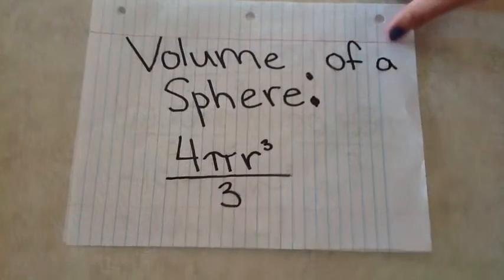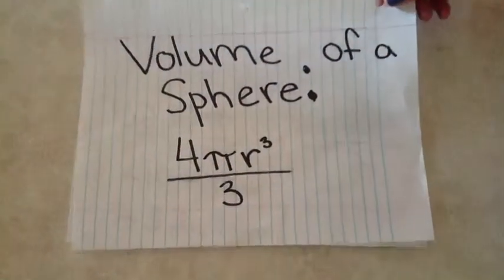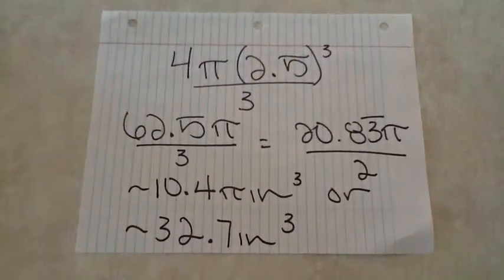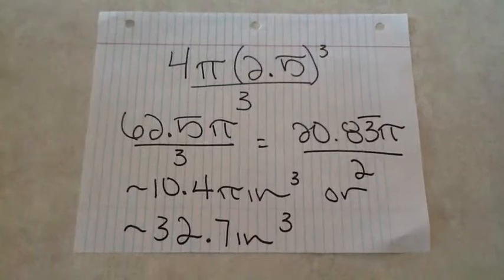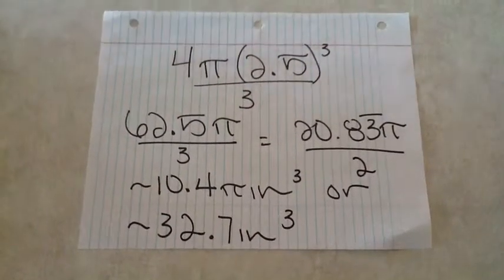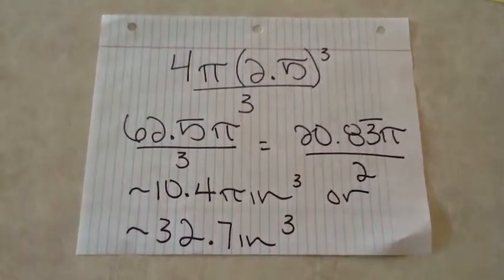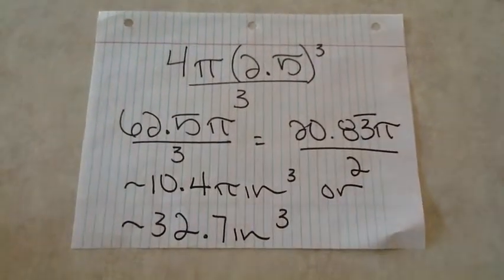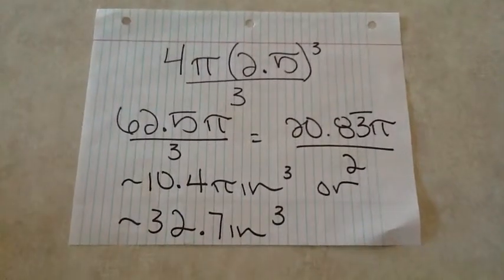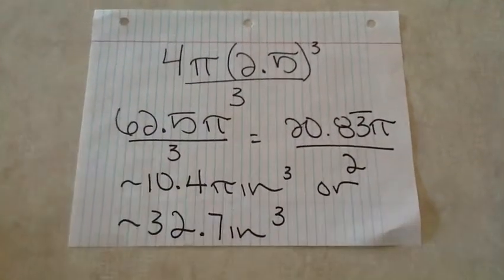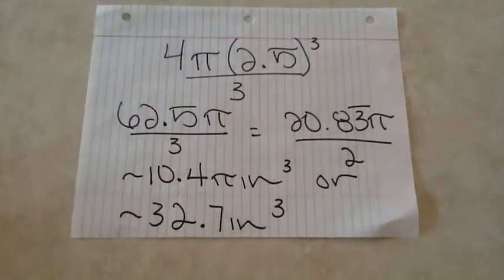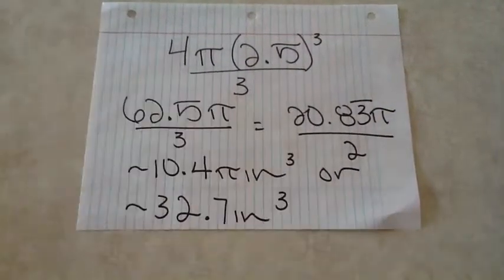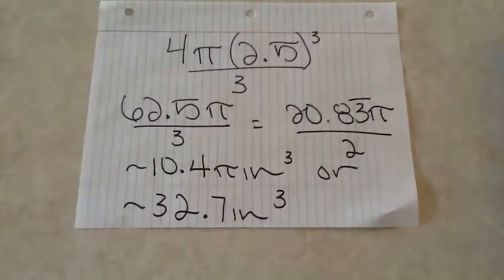The volume of a sphere is 4 pi radius cubed divided by 3. For this particular bowl, the radius was 2.5. We cubed that and multiplied it by 4 and then divided it by 3. We got 62.5 pi divided by 3, which came out to be 20.83 repeating pi. We divided that by 2, and we got 10.4 pi inches cubed. Then we multiplied that by pi, and we got about 32.7 inches cubed.